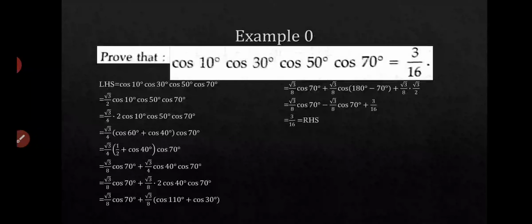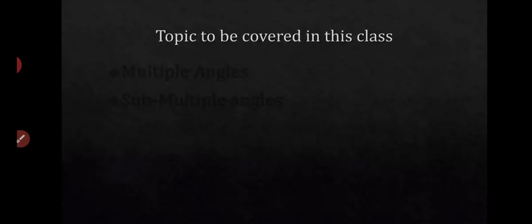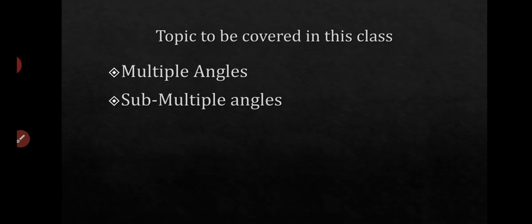Just go through it once. Next, now we start off with our class. Now what we have is multiple angles and submultiple angles. These are the two topics that we are left to complete. Now there would have been more topics if we would have had the full syllabus, but as we don't have, fortunately or unfortunately, here we only have to finish the chapter.